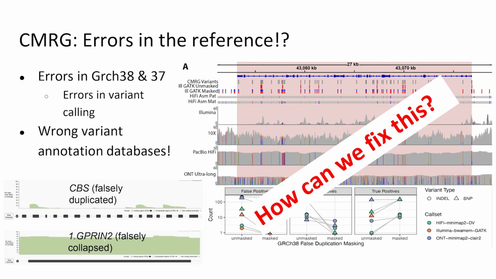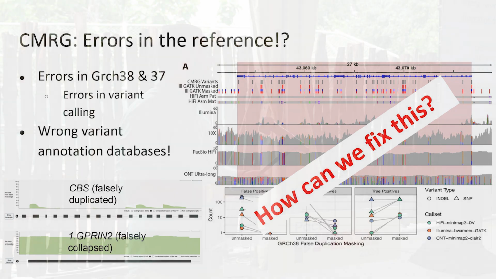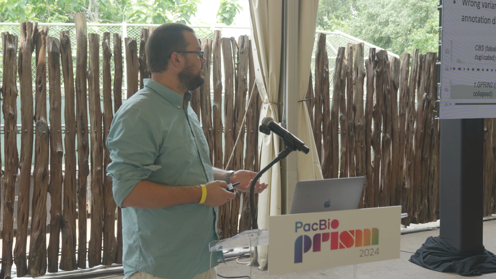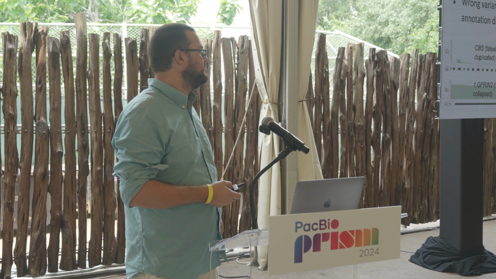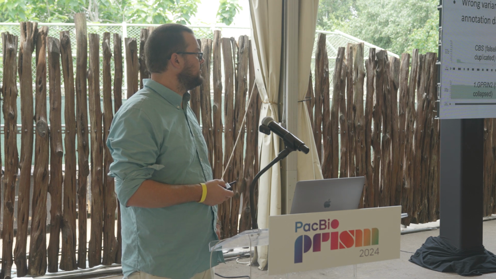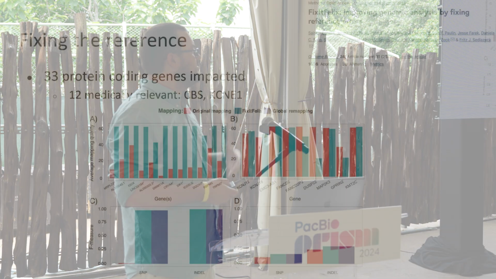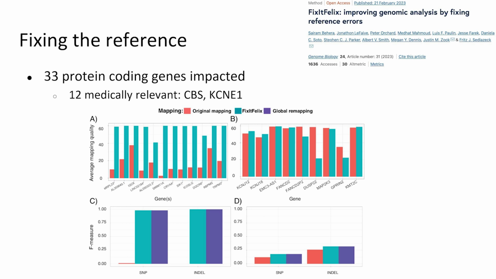For example, CBS is a good example where there is a copy of CBS falsely introduced in GRCh38, which leads to mapping artifacts and therefore insufficient variant calling and so forth. So how can we fix this? A postdoc of mine, as I said, Sairam, worked on this publication, we call it FixItFelix, to reduce the burden and speed up the correction of variant calling in your BAM file of interest for short reads, but also for long reads. So I just wanted to highlight this work from Sairam.